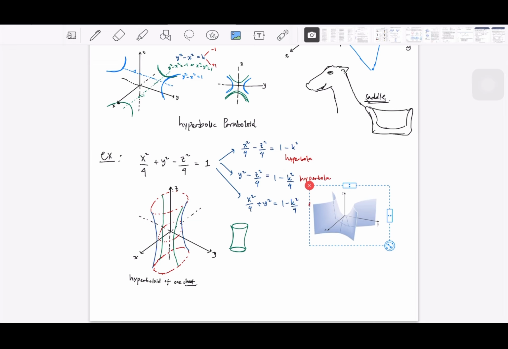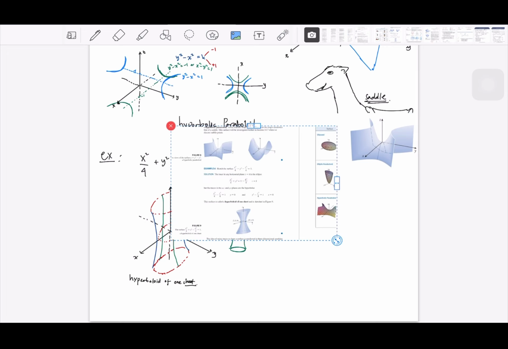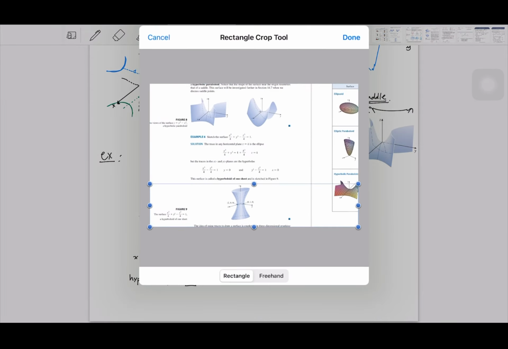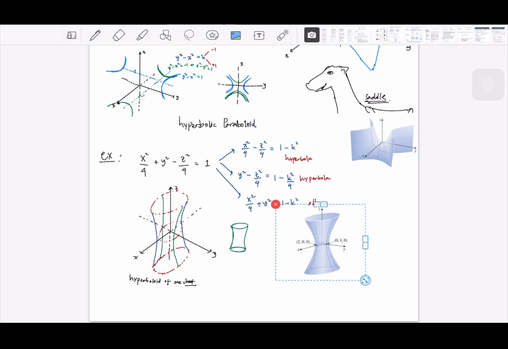Okay, let me put the actual reference for the saddle, the hyperbolic paraboloid and also the hyperboloid, to make sure that we can clearly see the graph.